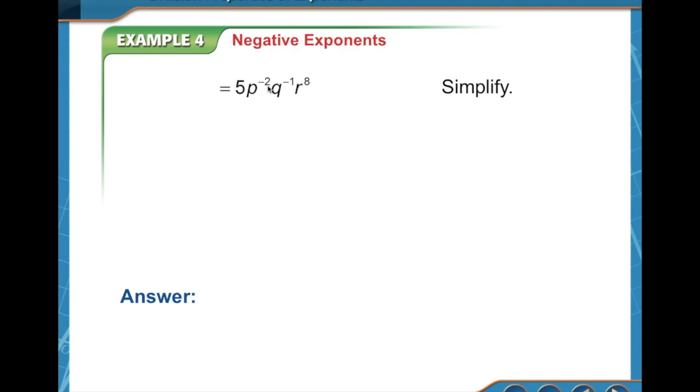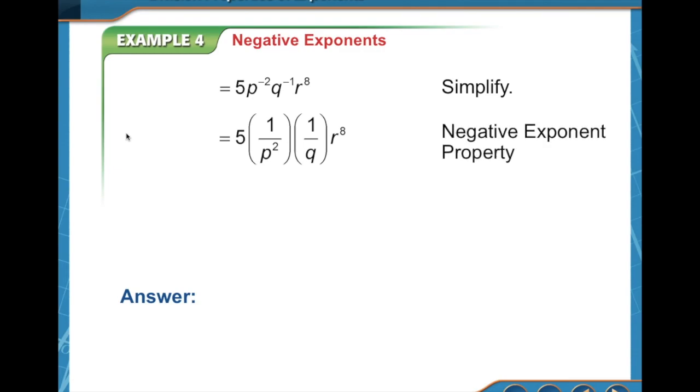So P to the negative 2 will become divided by P squared. Q to the negative 1 will be divided by Q. So everything that's a negative, bring it down and write that as a denominator. It would look like that. Now we can rewrite this so everything that is just a term being multiplied will be on top. Our dividing terms that we just changed our signs will be on the bottom. So if we rewrite that, we'll get 5 r to the 8th, all divided by p squared q.